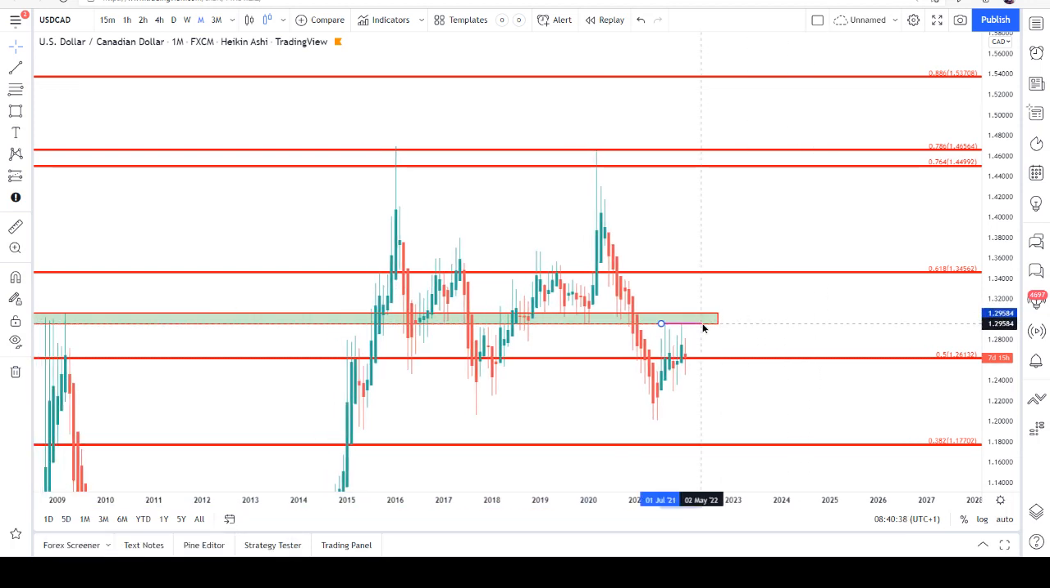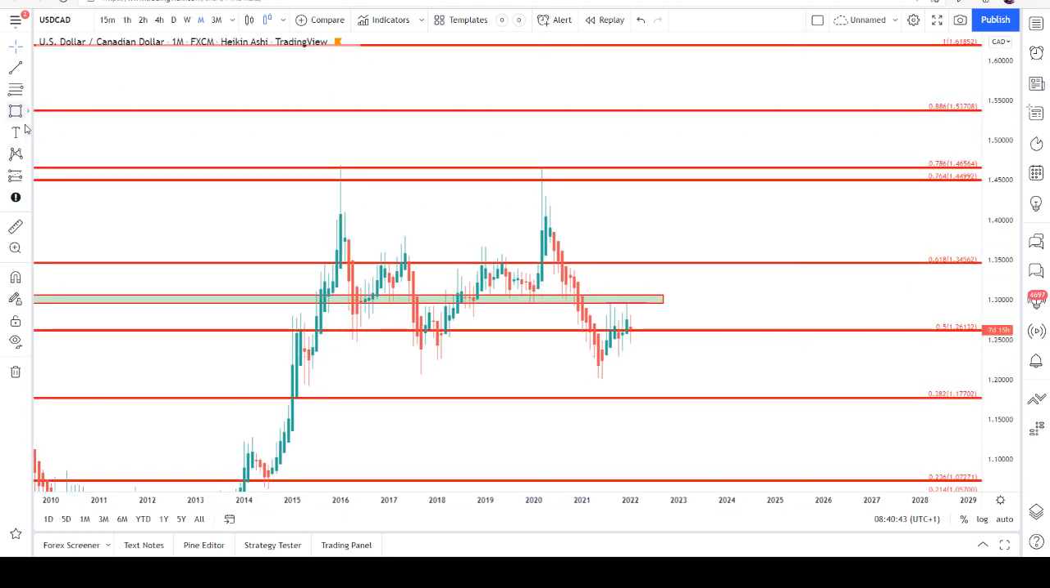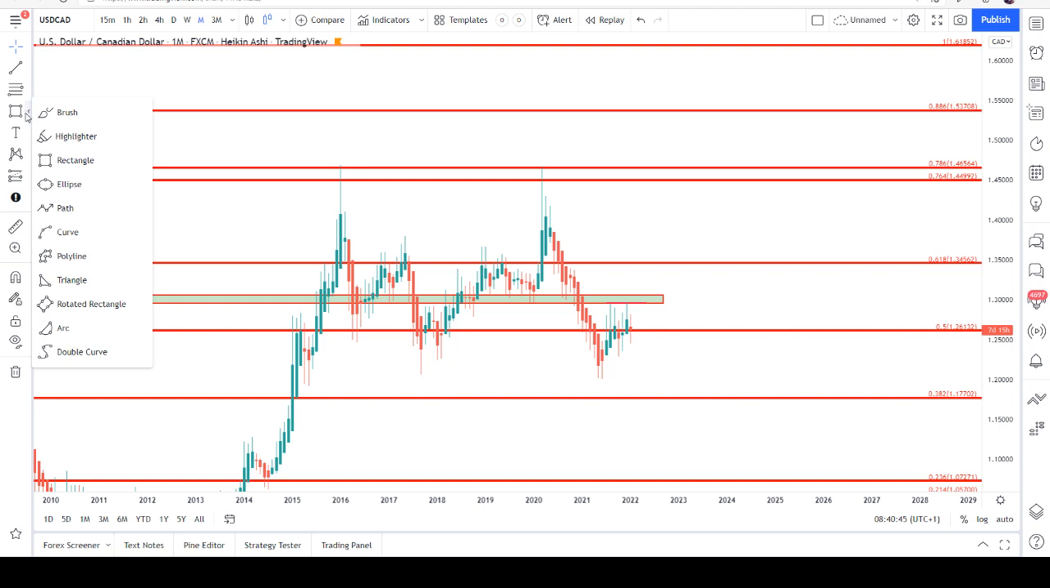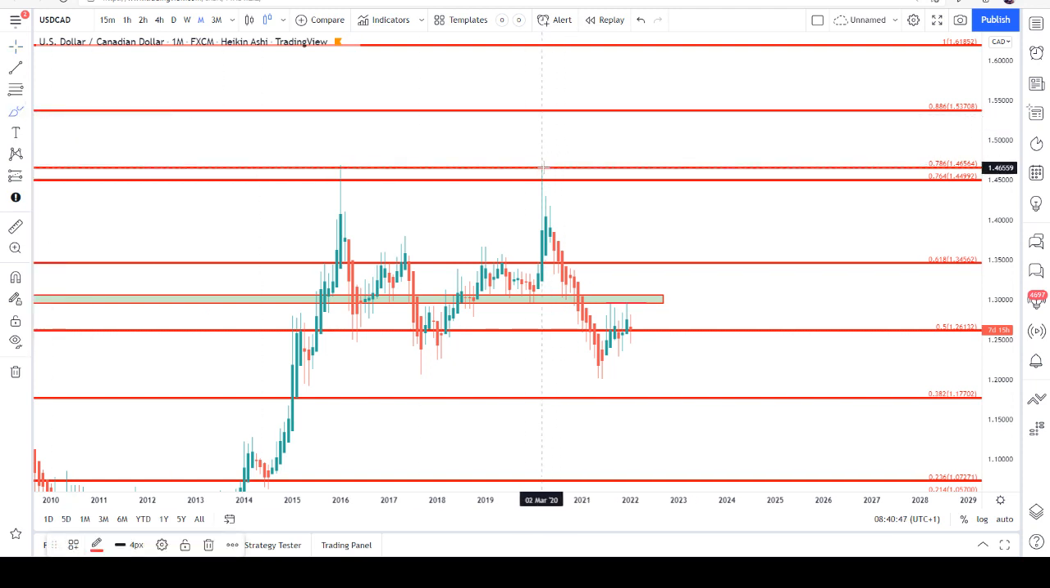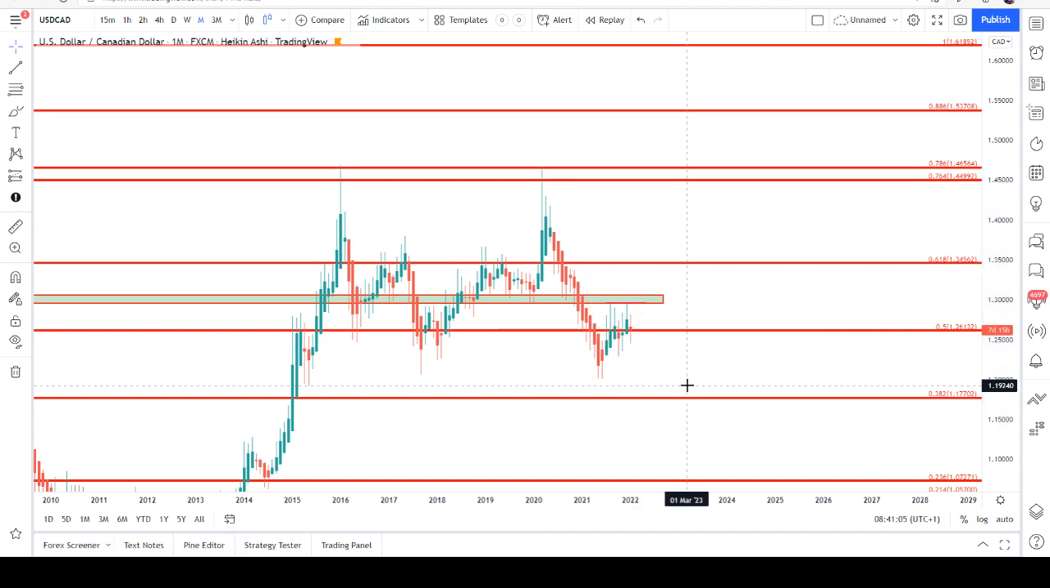I am expecting a move like this since we started to update this move correction inside the ABC and move down much lower. So that's what we have been hunting, and that's why I was short when most of the people were looking to stay long, thinking USD CAD was bouncing forever. It's not.